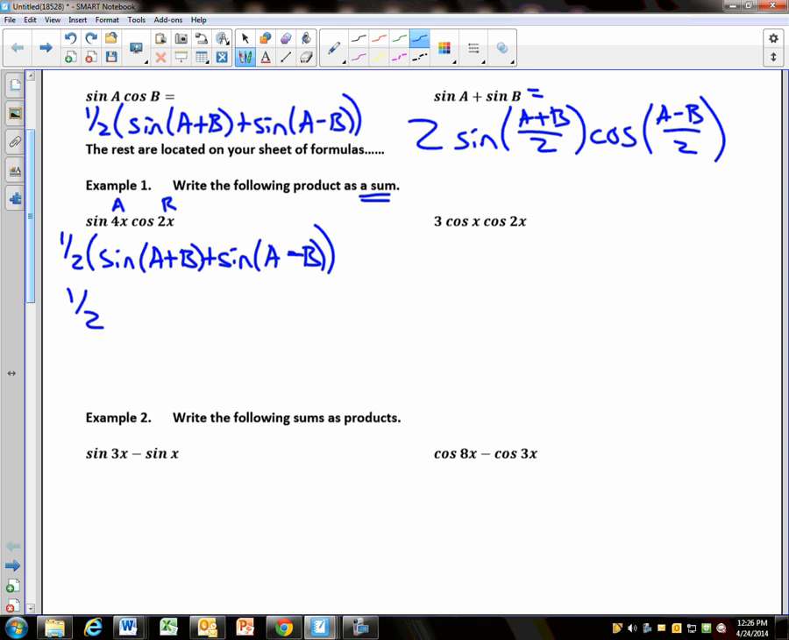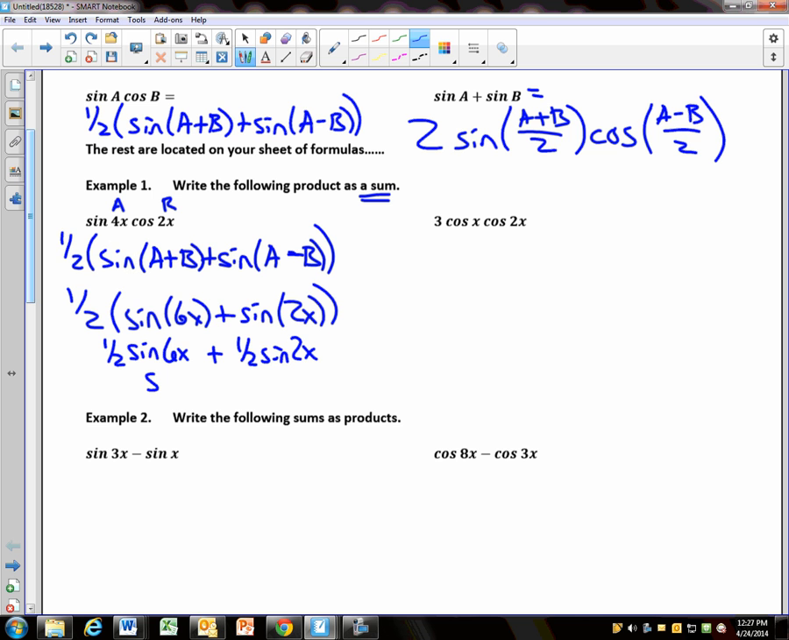One half times the sine of, what's a plus b? 6x. Plus the sine of, what's a minus b? 2x. Are sine of 6x and sine of 2x like terms? No, they're not. So you can't combine them. So you would simply write this in the end as 1/2 sine of 6x plus 1/2 sine of 2x.